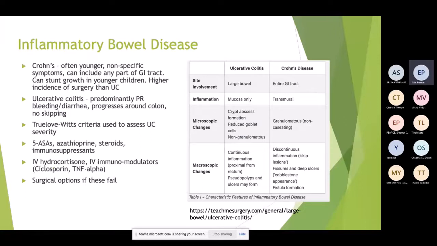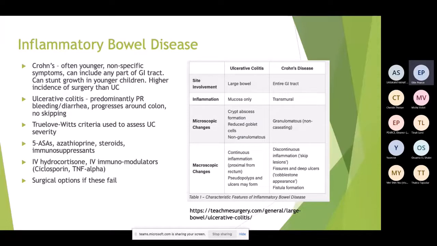UC predominantly presents with PR bleeding and diarrhea. It's usually over a few months of on and off episodes. The disease progresses around the colon, so it always starts at the rectum and makes its way round in a stepwise fashion. There are no gaps. Truelove and Witts is used to assess the severity of a flare of UC.